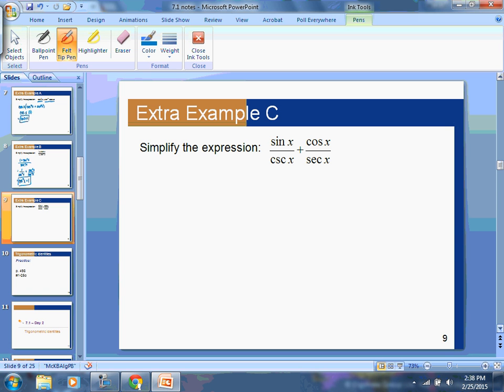I have sine x over cosecant x plus cosine x over secant x. So again, these are two fractions. Now sine over cosecant, that's not really anything. If it was sine over cosine, I'd have tangent and we'd be in business. But I know cosecant is something. Cosecant is really the inverse of sine. So here's how I'm going to approach this one to kind of think through it.